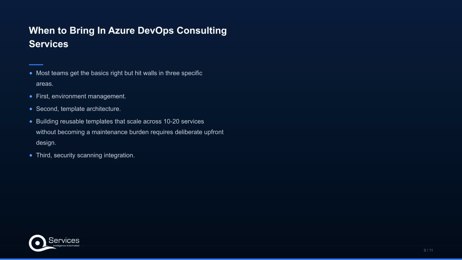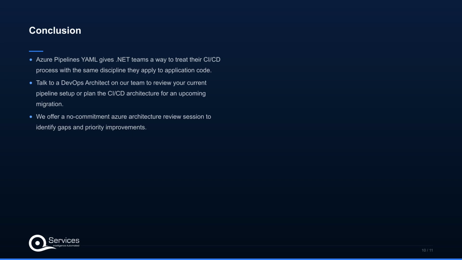Next up, let's talk about when to bring in Azure DevOps consulting services. Most teams get the basics right but hit walls in 3 specific areas. First, environment management. Setting up approval gates, per-environment variable groups, and service connections with least privilege permissions takes Azure AD knowledge that most dev teams don't have day to day. Second, template architecture. Building reusable templates that scale across 10 to 20 services without becoming a maintenance burden requires deliberate upfront design.